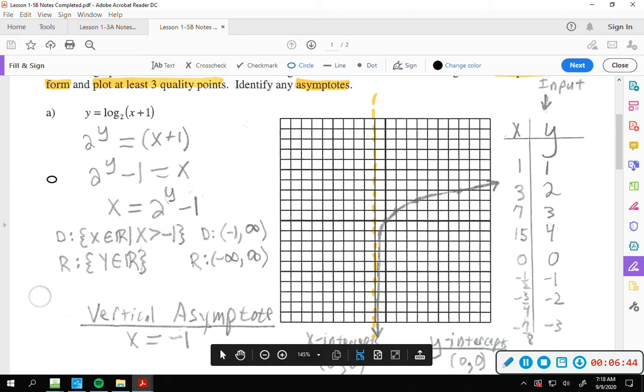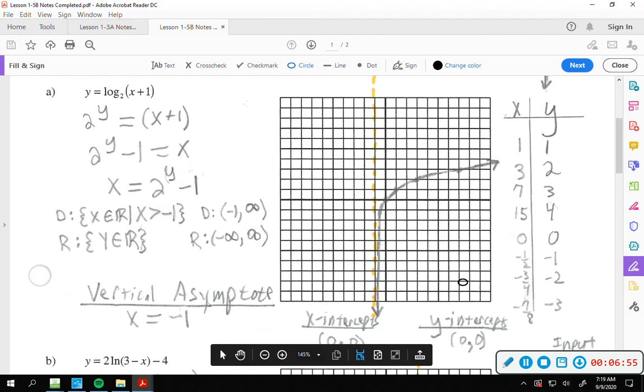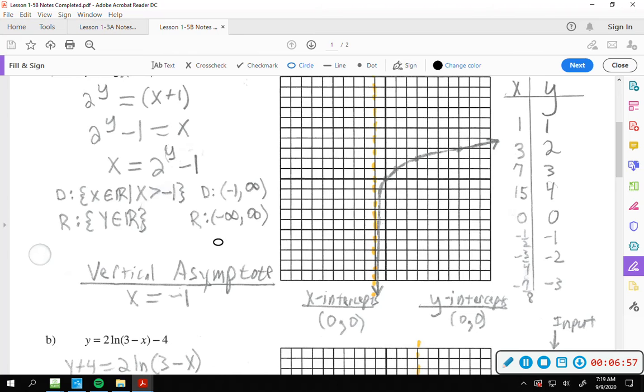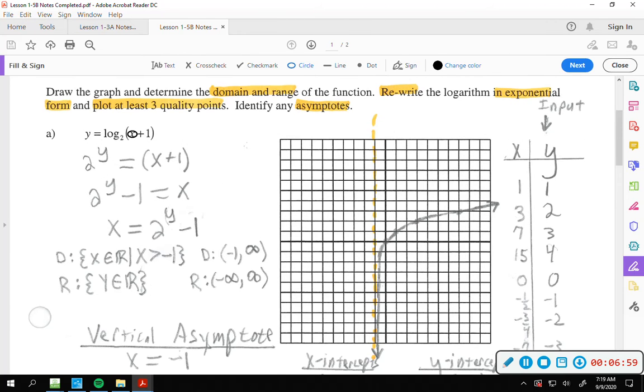Okay? So we covered the rewriting, domain and range, vertical asymptote, point plotting. Remember, we're plugging values in for y to figure out what x is. We just need the intercepts. To find a y-intercept, we simply plug in 0 for x.